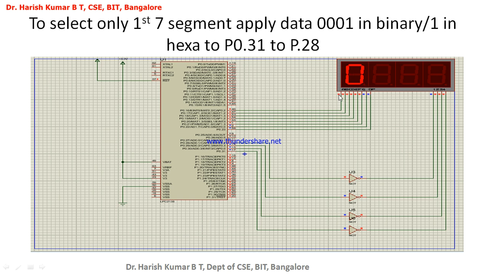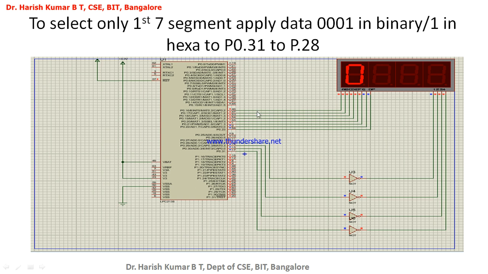Now, red means on, so this is A, so A is on. Next one, B, is also on. Now which segments are off? G and DP. This is G because it is 0, and DP is this decimal point which you are seeing here, that is also off.